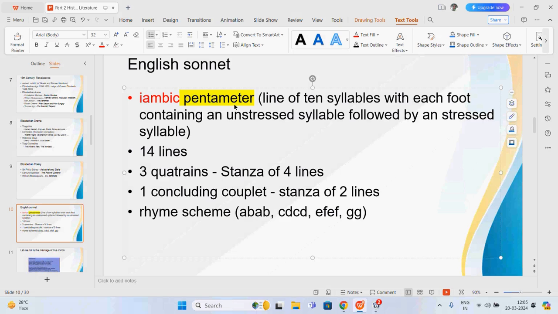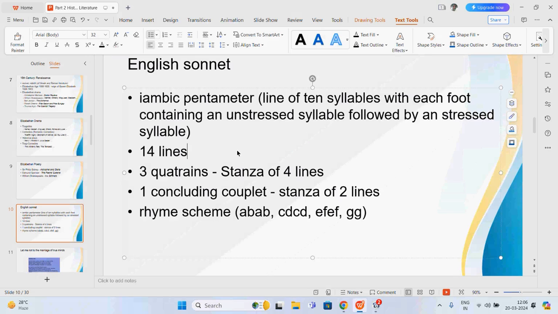So let me quickly repeat to you what I mean by a sonnet. A sonnet is a poem of 14 lines written in iambic pentameter. An iambic pentameter is a line of 10 syllables with each foot containing an unstressed syllable followed by a stressed syllable. So far, this definition of sonnet is common to any sonnet. Now, sonnets are majorly of two types, the English sonnet and the Petrarchan sonnet.